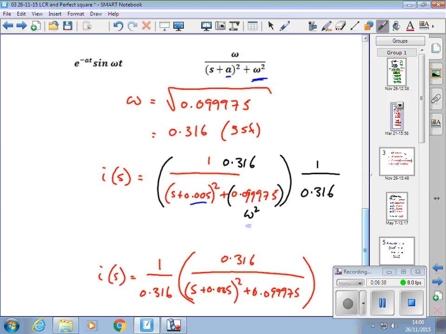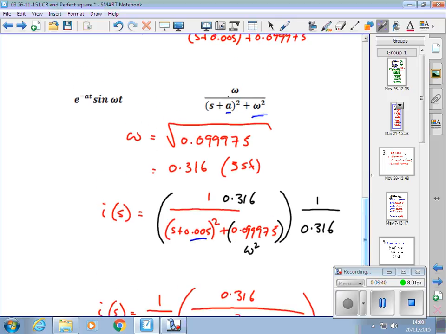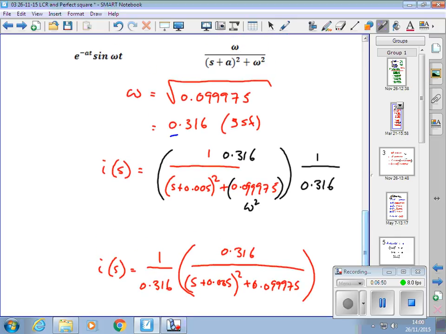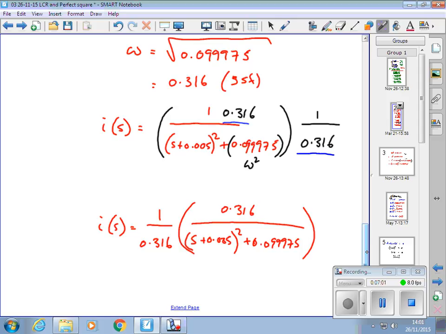The only problem is this needs to be omega on top. And so what I do is I square root the 0.099975 to get omega, which is 0.316. So then I multiply top and bottom of my fraction by 0.316 effectively. So tidying it up, I get this. 1 over 0.316 times this. And this now is in the form I want it. It's omega over omega squared, and that's A. So I now know what A and omega are.